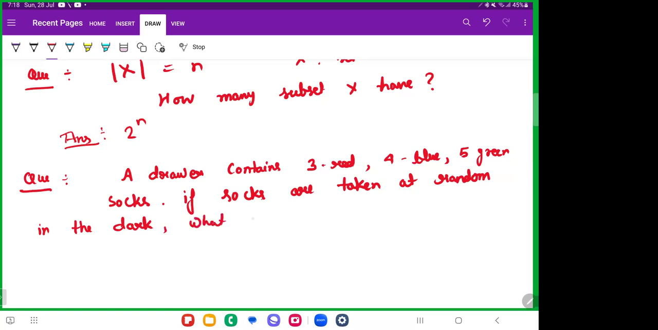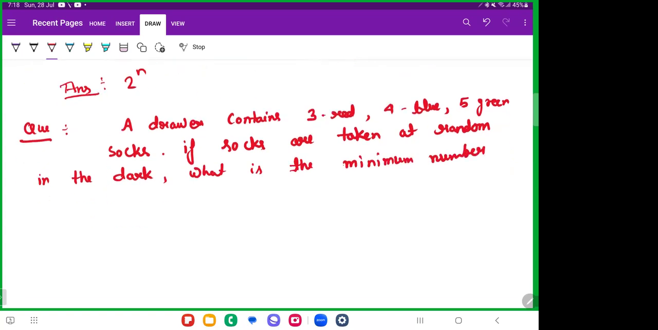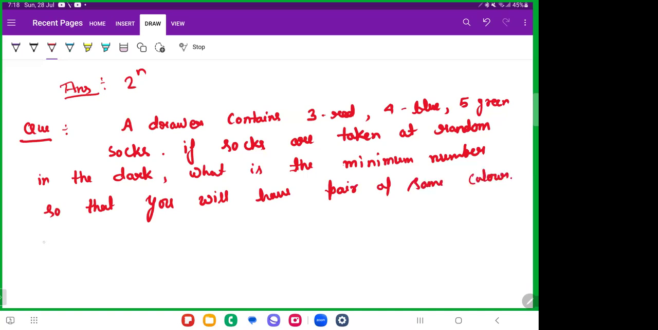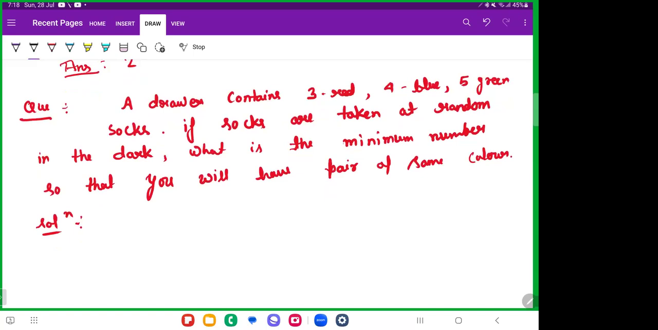What is the minimum number so that you will have a pair of same color? Tell me, anyone? Anyone? Four.